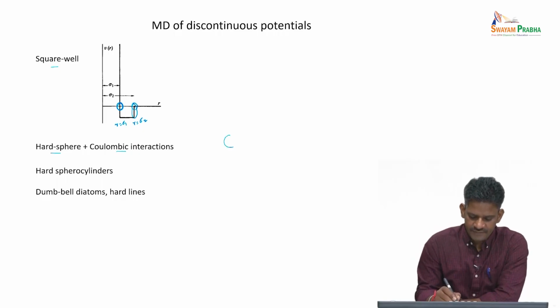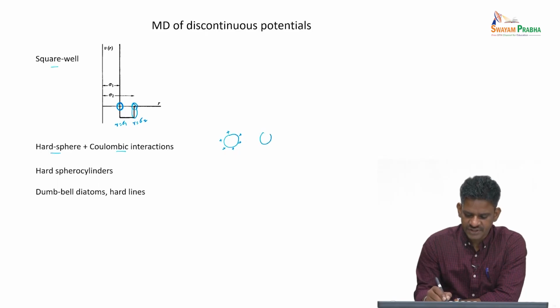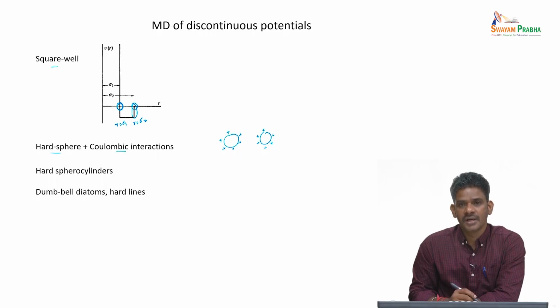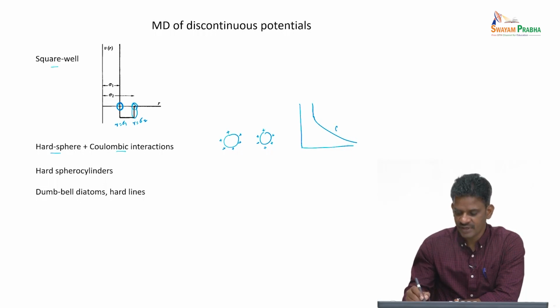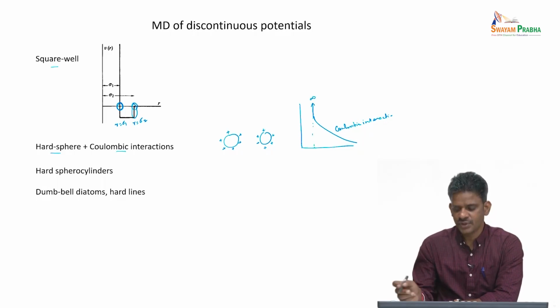And then there are other models known as hard sphere with Coulombic interactions. For example, you might have particles which are hard, but then they can also have charges. So, the potential for such a particle would have a combination of hard and soft potential. For example, it might look something like this. So, this is the continuous part which is coming from Coulombic interactions. But at the time they touch each other, it goes to infinity.